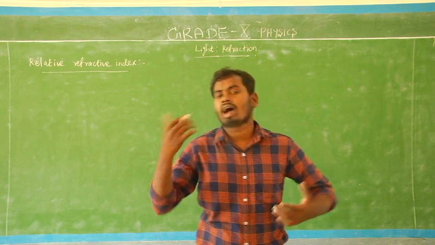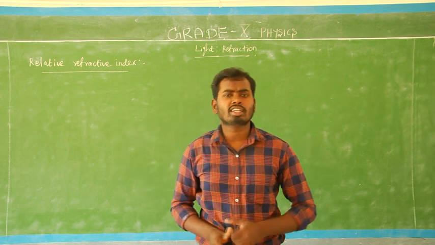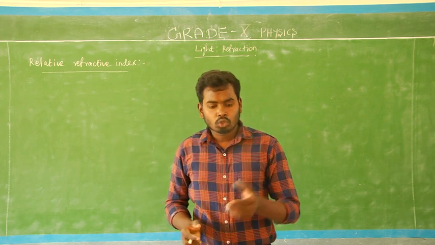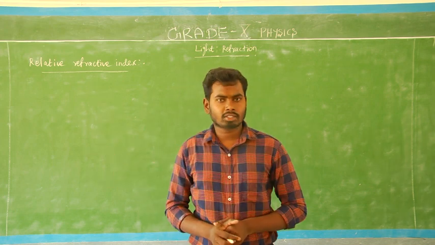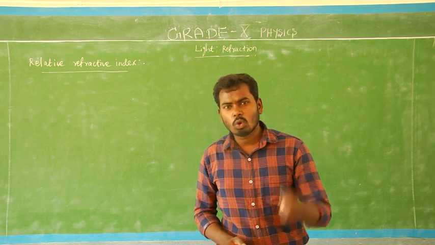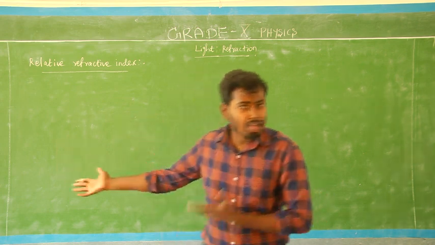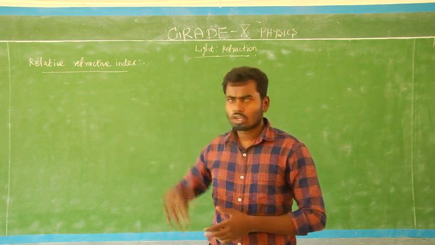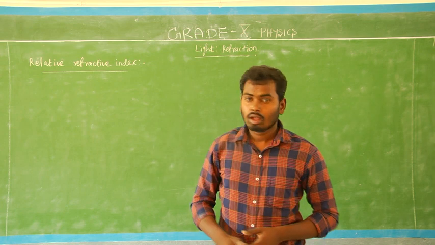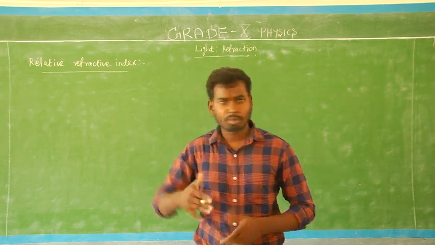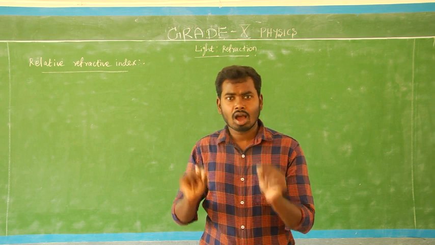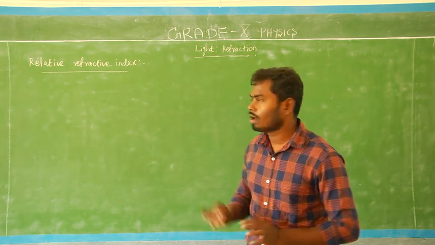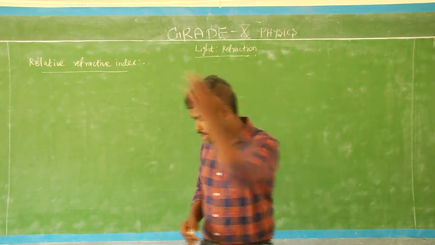When light goes from one medium into another medium, except vacuum or air, the refractive index value is known as relative refractive index. In relative refractive index, vacuum or air should not be there. It can be any other two media: water to glass, glass to air, glass to water, kerosene to ice to diamond, whatever it is. But air or vacuum should not be there. That is called relative refractive index.